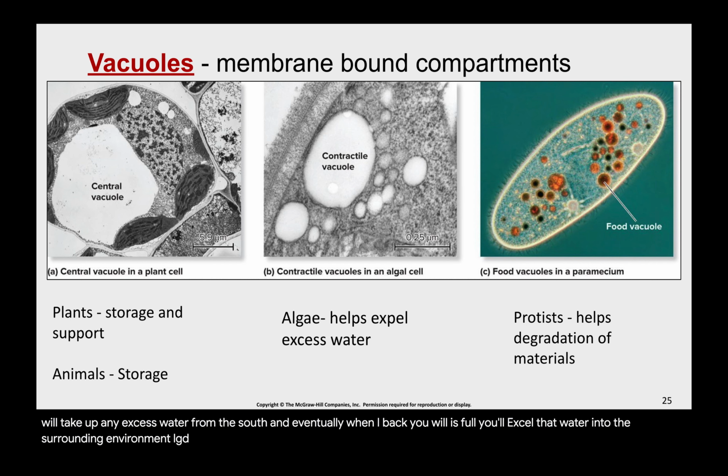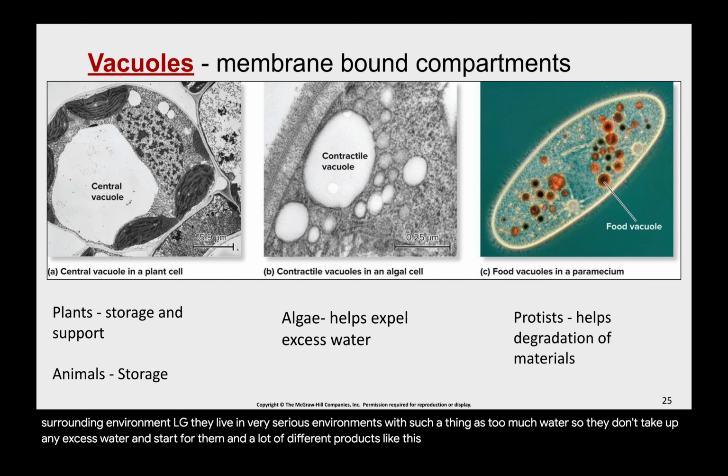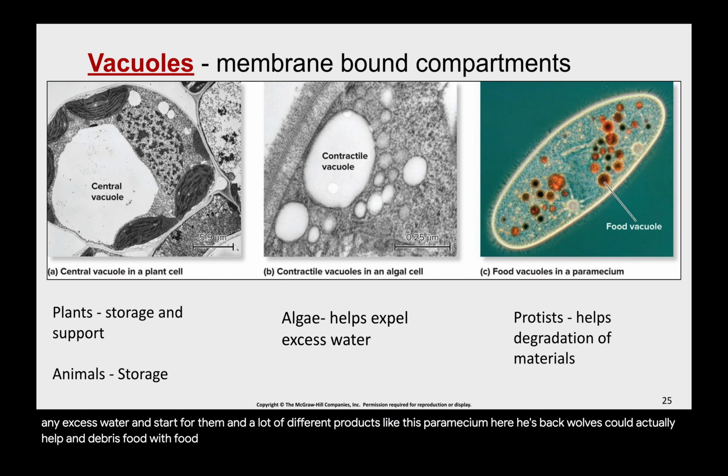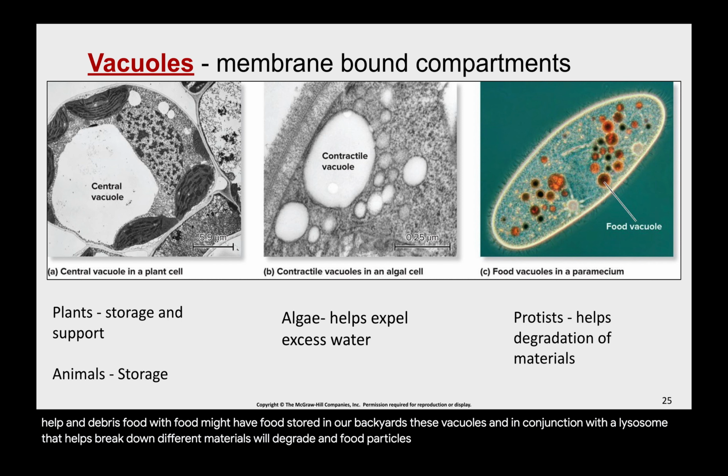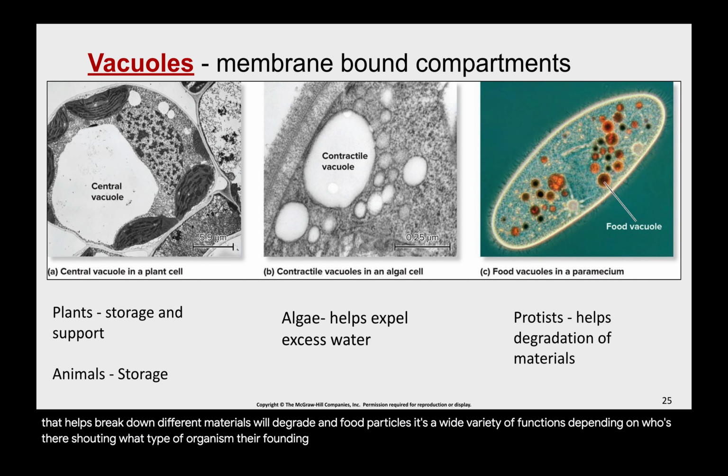So in algae, they live in very aqueous environments, and they can have such a thing as too much water, right? So they will take up any excess water and expel it. And in a lot of different protists, like this paramecium here, these vacuoles can actually help degrade food materials. Right? So we might have food stored in our vacuoles. These vacuoles can, in conjunction with a lysosome that helps break down different materials, degrade any food particles. Right? So they have a variety of functions depending on what type of organism they're found in, plants versus animals. But mainly they're this membrane-bound compartment.